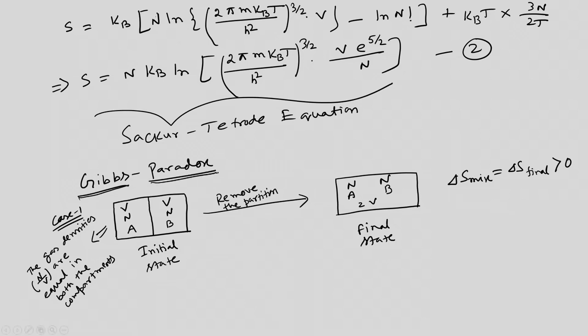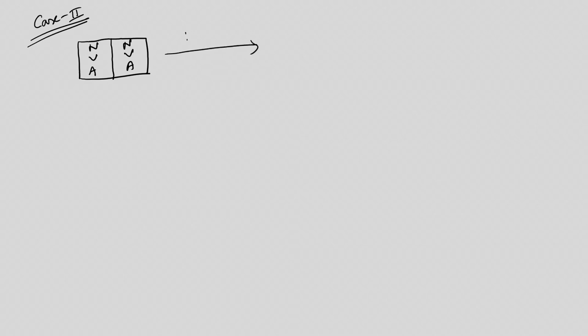Next, we consider another case with a very similar experiment, but we will use the same gas molecules in both compartments. So, in case 2, we have a very similar arrangement: N particles, volume V, and gas molecule A here, and here also the same gas molecules in both compartments. Again, if we remove the partition, what do you get? They will mix, right?